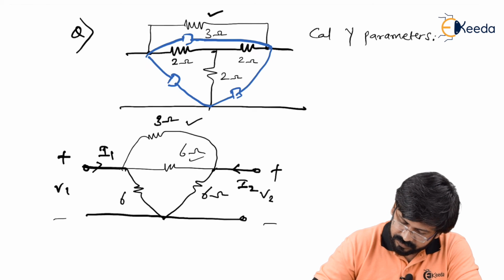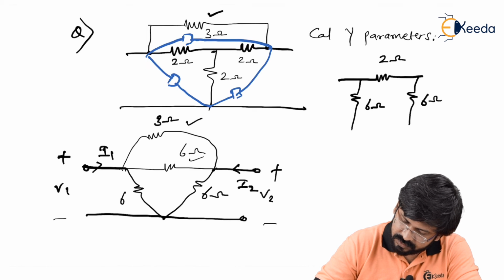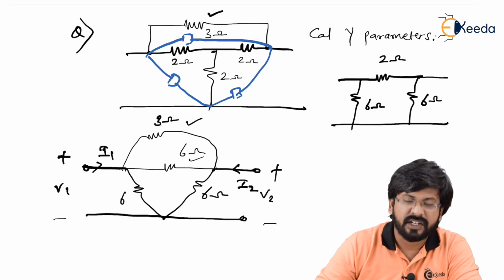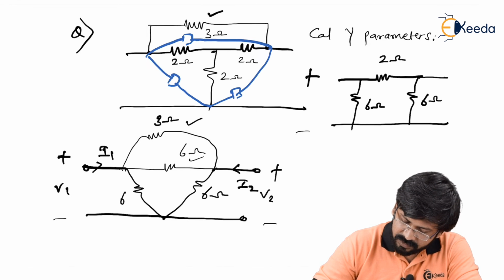So I can remodify the circuit like this. This has become 2 ohms. This is 6 ohms. And this is 6 ohms. Now see, it has converted into what network? It is nothing but a pi network. So now it is very easy for me to deal with such type of circuits.